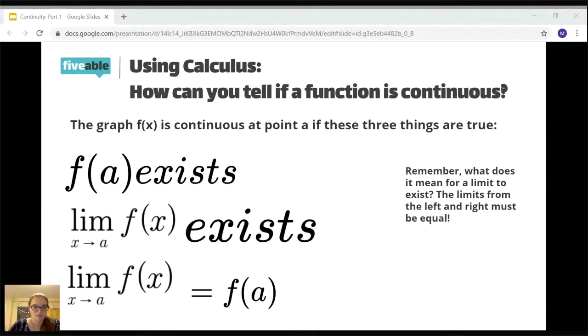So it really does basically fit into that, but we want to make sure that on the AP exam and when we're using calculus, we are using the calculus definition to prove why something is continuous or why it is not. So what I'm going to do is show you those three graphs again, and this time I'm going to pick specific points and ask you if it is continuous at those points.